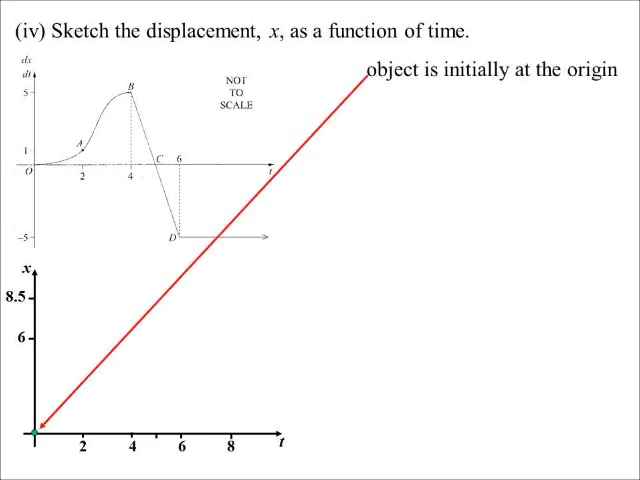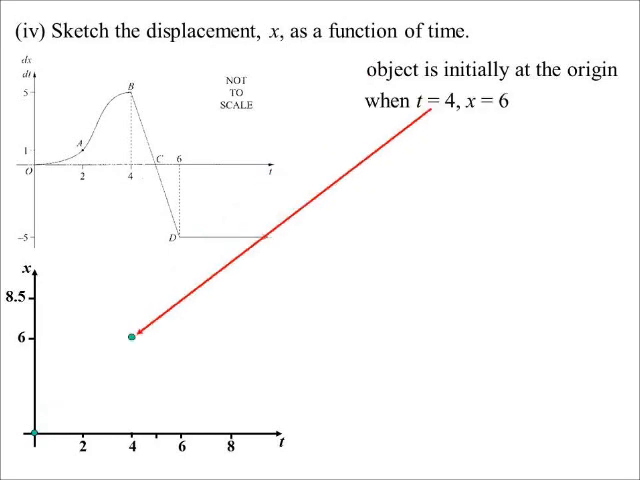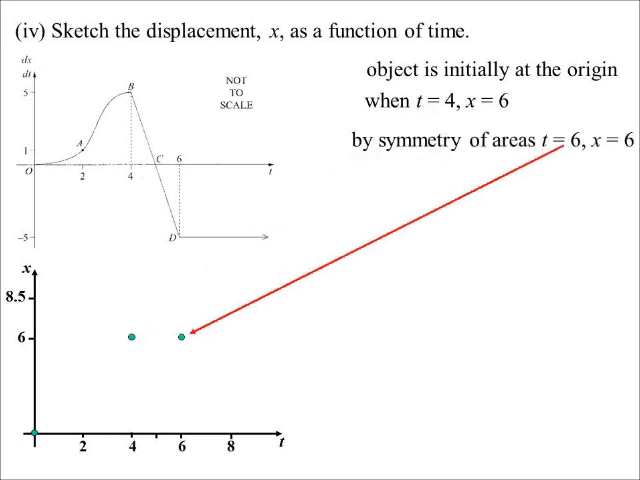So the first thing I'm going to plot in, the object is initially at the origin. So I know I'm starting t equals 0, x equals 0. We know that when t equals 4, x equals 6, that was our estimate for the displacement. So I'll plot that point in. We said by symmetry that this triangle, the triangle above, was the same as the triangle below. So therefore, at t equals 6, it must return to 6. So I know that point as well.